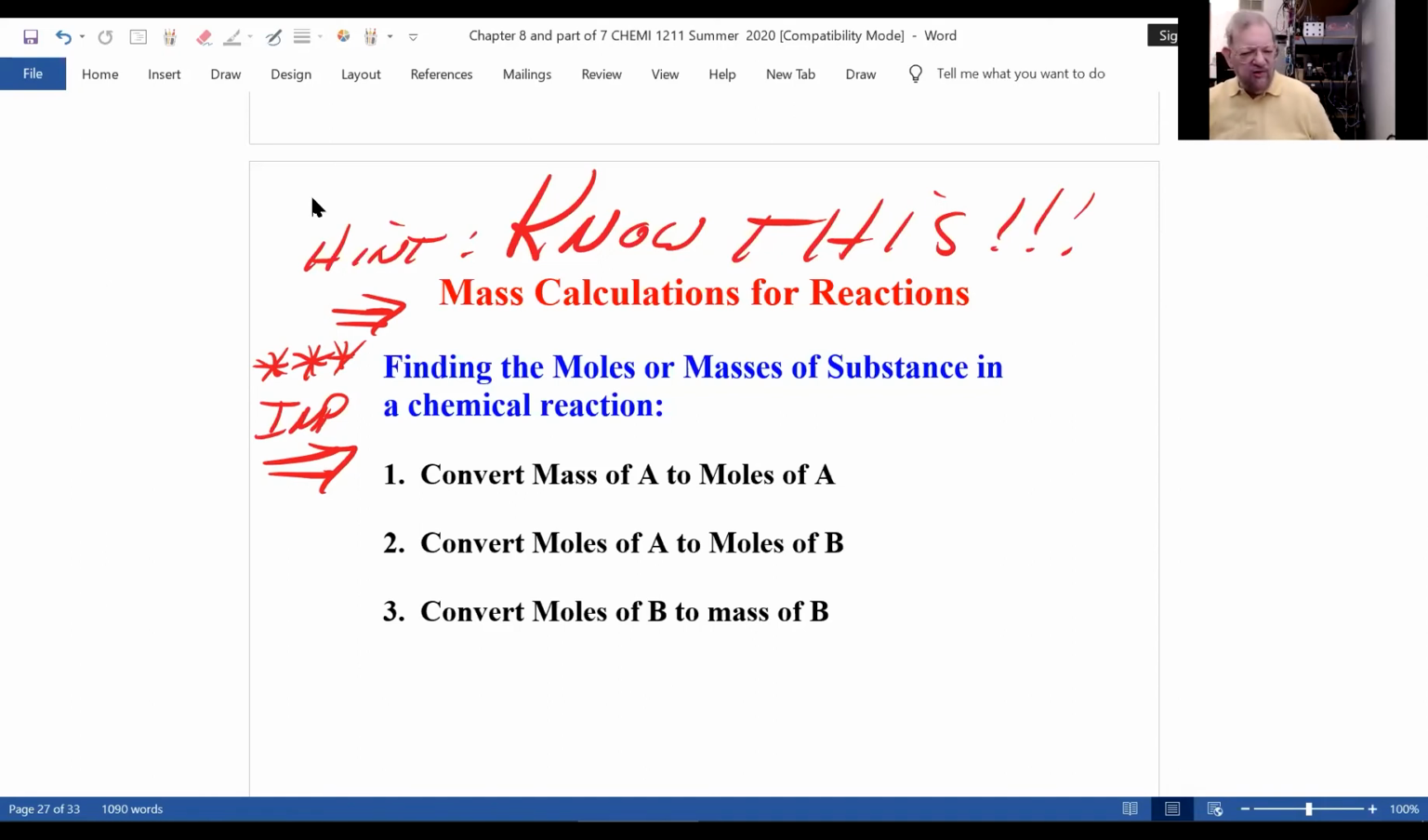And how do you use this? When you're trying to find the mass of a substance in a chemical reaction, convert the mass of A to moles of A. You learned how to do that already. Convert the moles of A to moles of B. I just taught you that. And finally, convert the moles of B to mass of B. So let's look at what we have.